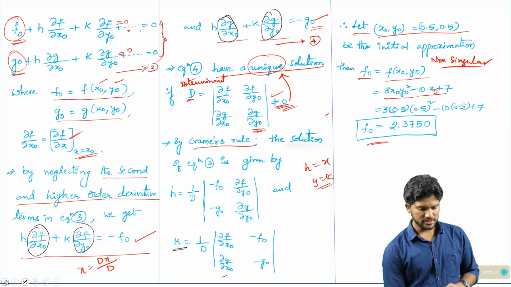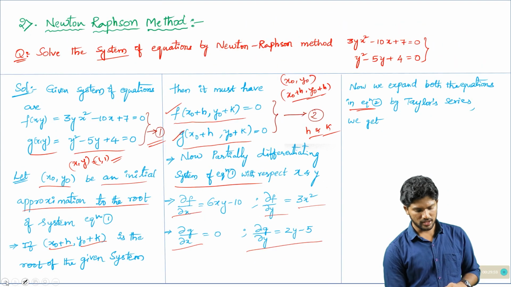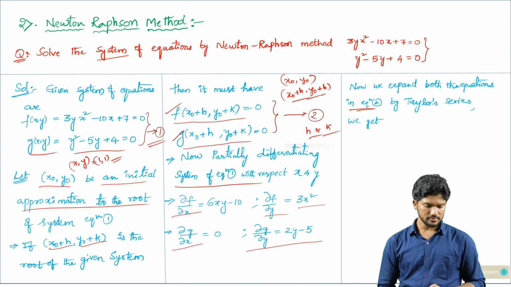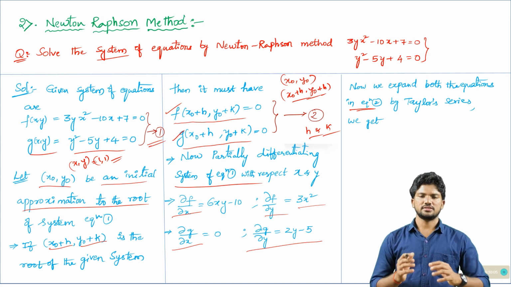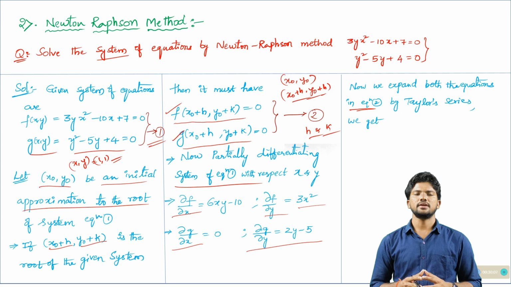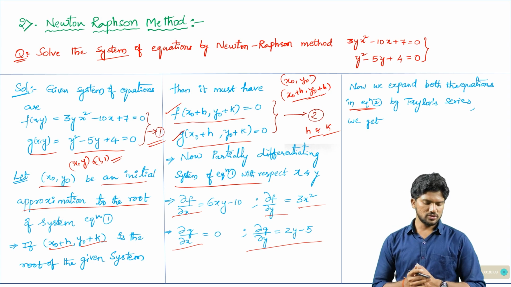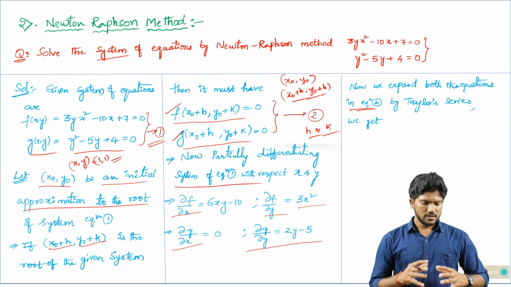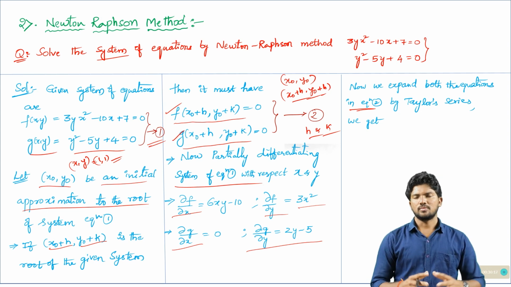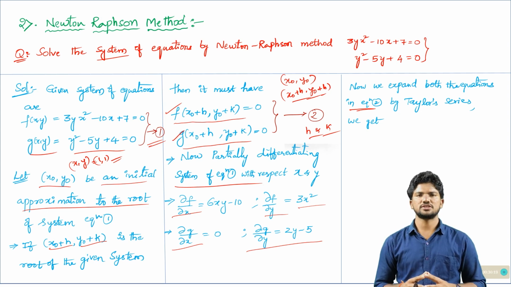Here, by using Cramer's rule only, we are going to solve this system of equations. This is the total explanation of this problem. Okay, I hope you understood this problem very well.